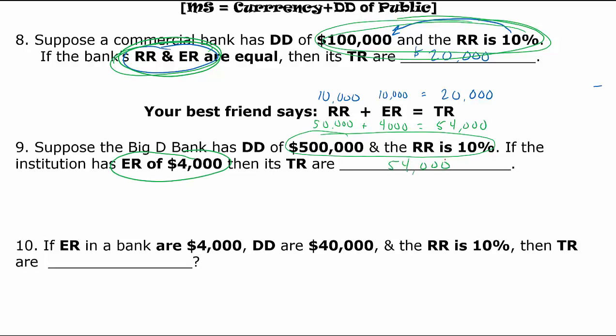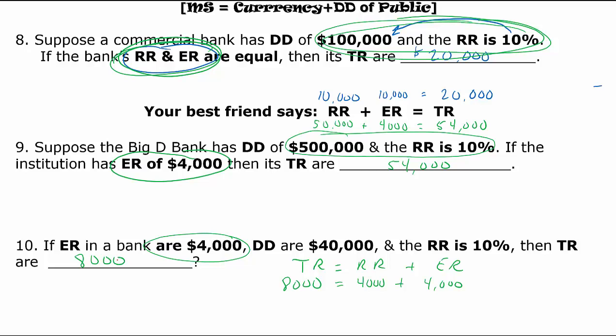And then finally, if excess reserves in a bank are $4,000 and demand deposits are 40,000 and the reserve requirement is 10%, its total reserves must be what? In case this is confusing, we always spell it out with our equation. Reserve requirement is 10%, so 10% of 40,000 is 4,000. And it has 4,000 as excess reserves. So its total reserves must be 8,000.